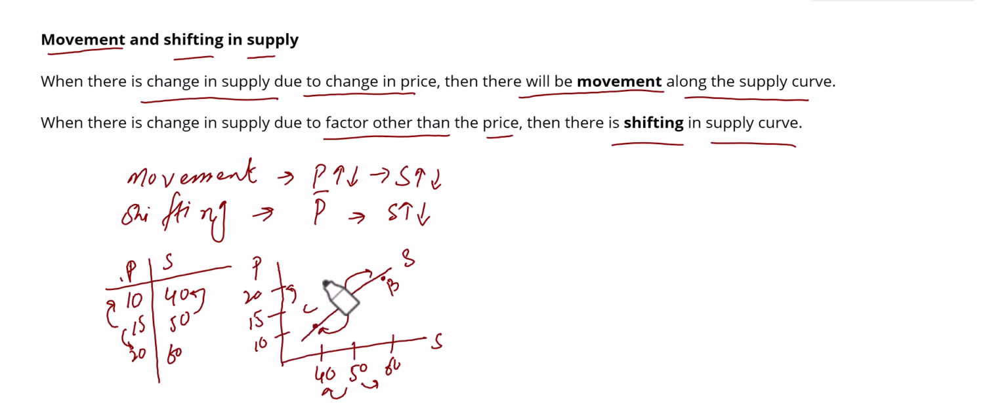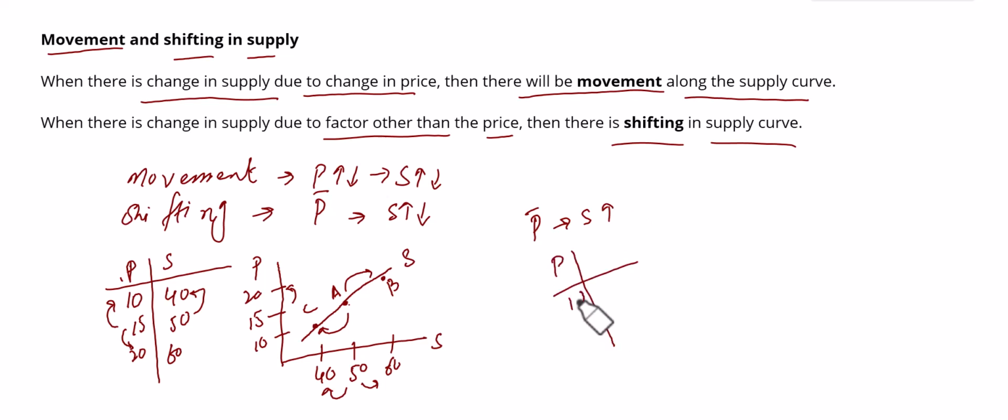Because in case of movement, price and supply both are changing. This change may be in terms of increasing and maybe in terms of decreasing. And in case of shifting, there is no change in price level, but supply may be increasing or decreasing. So now let's take the example for shifting.